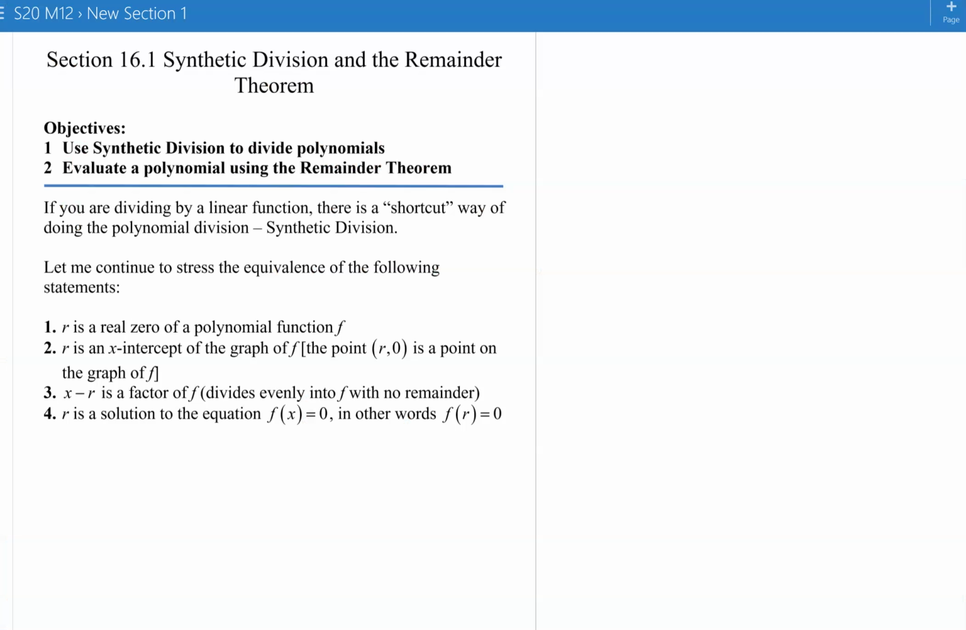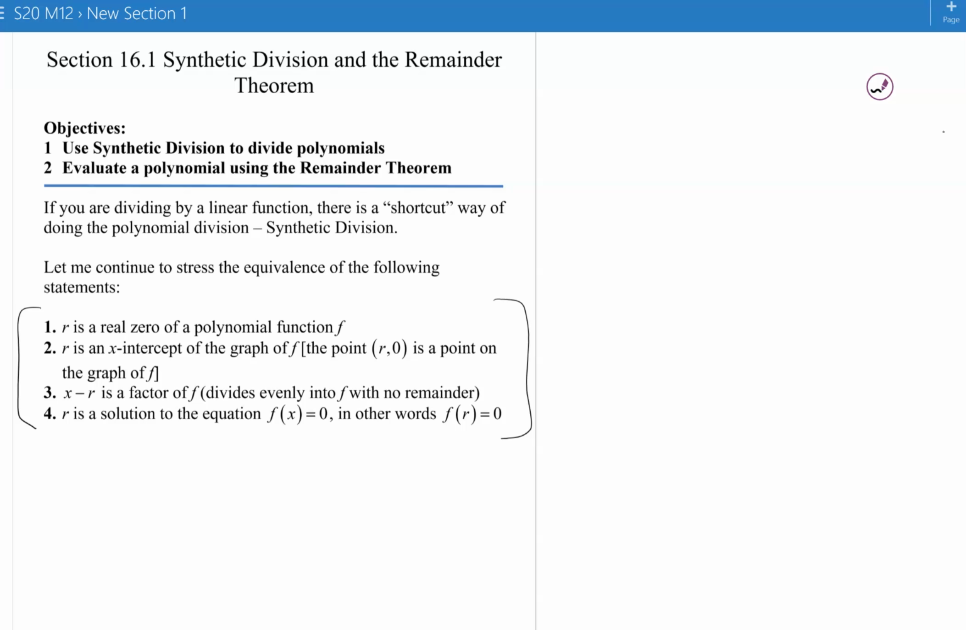So section 16.1 is synthetic division and the remainder theorem. If you're dividing a polynomial by a linear function, there's a shortcut way of doing the polynomial division, synthetic division. And I just want to keep reminding you about these four equivalent statements, that if you know any one of them, you know all of them.